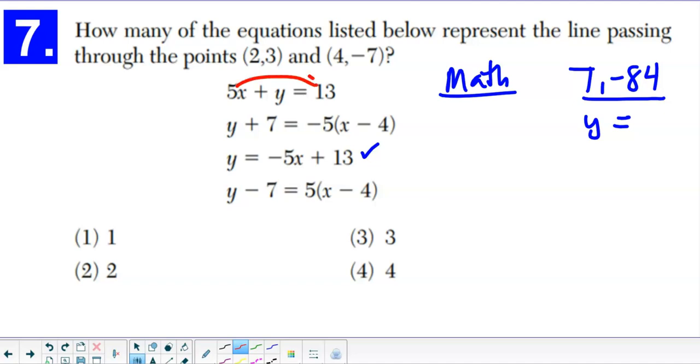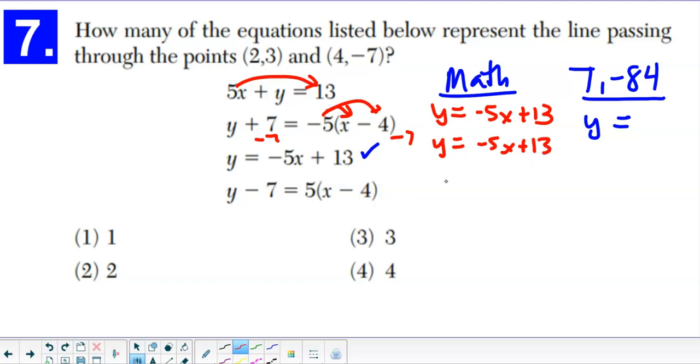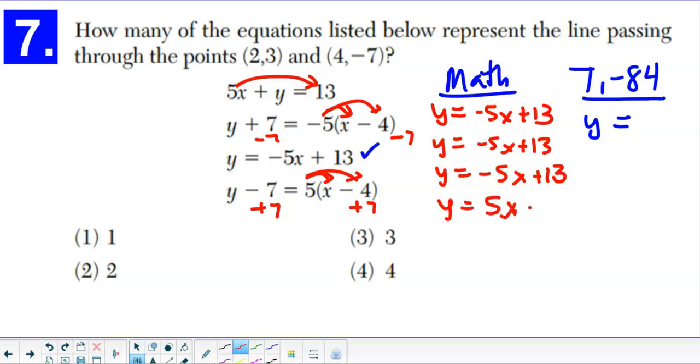The first one means that the 5x would need to go to the other side, giving me -5x plus 13. This next one I would need to distribute and then subtract 7. That would give me y equals -5x plus 20 minus 7. Plus 20 minus 7 is also 13. The third one is already in y-intercept form. Ooh, look, these are all the same equation. And the final one would be plus 7, y equals 5x minus 20 plus 7. So this is the only one that's different.